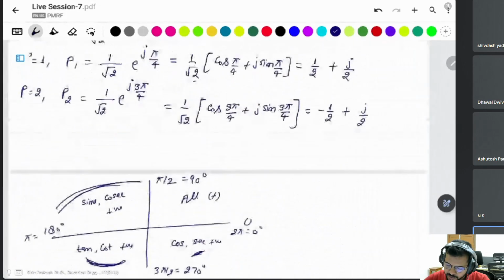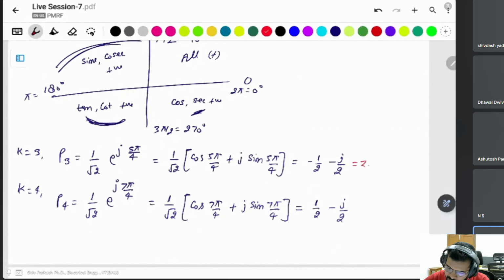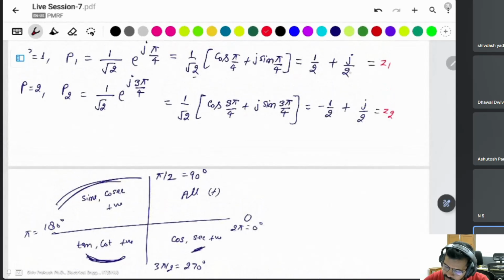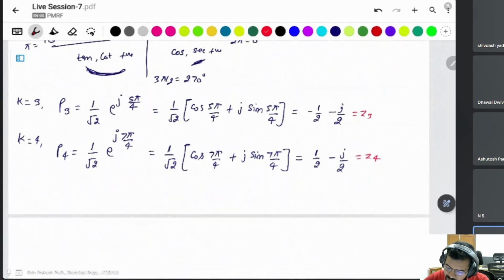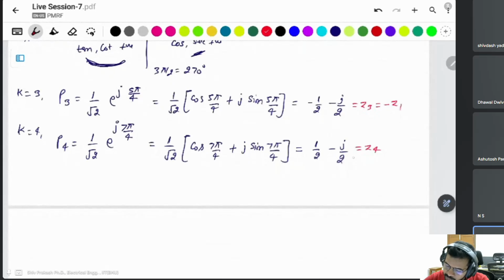These four are the poles given according to the question. You can write this one as z1, this will be z2, and z3 and z4. z1 is half plus j by 2. That's why you can write z3 is minus of z1, and z4 is minus half plus half minus j by 2. It means this will be negative of z2.